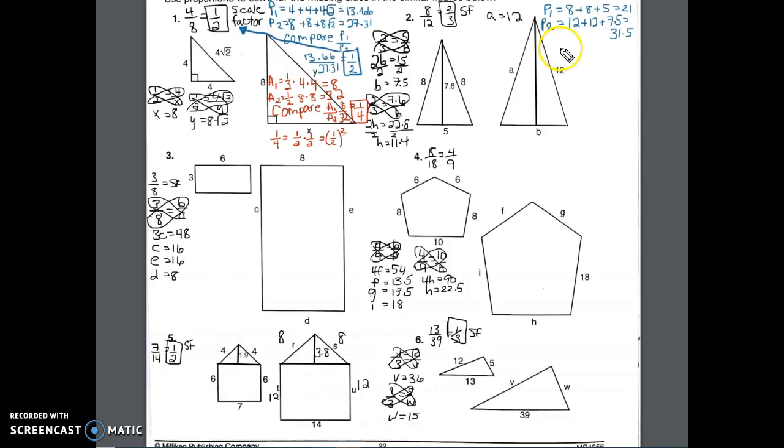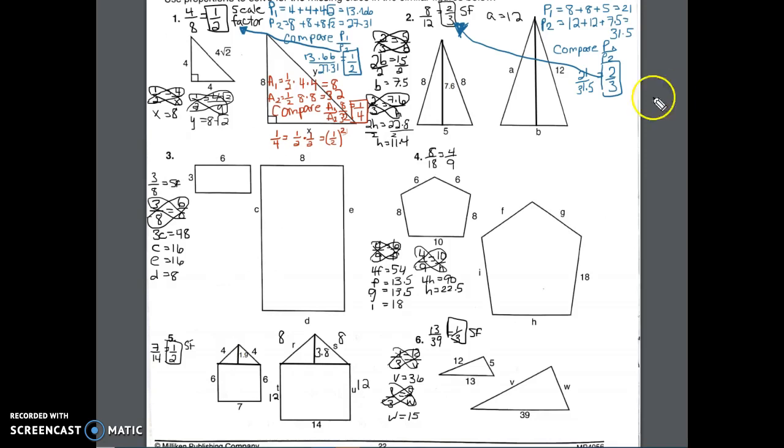Okay, and I want to compare perimeter 1 to perimeter 2. And that's going to give me 21 over 31.5. Well, guess what? That simplifies down to 2/3. Guess what? That is exactly our scale factor. Perimeter has a pattern of being the same scale factor as our sides. So now let's take a look at the area.